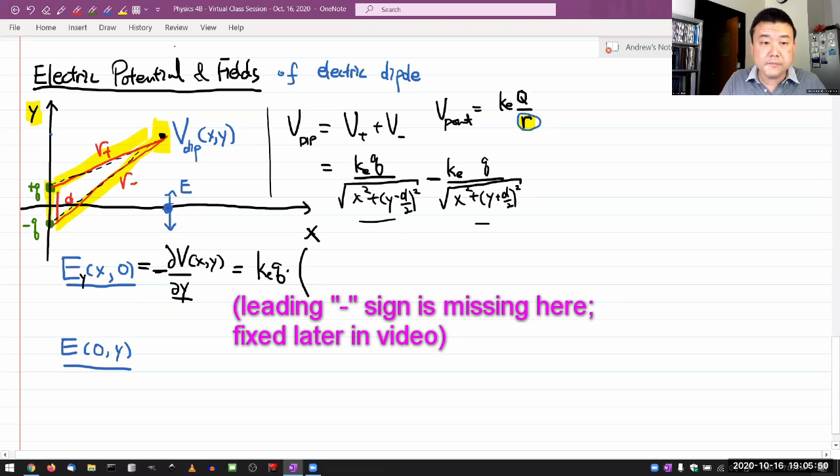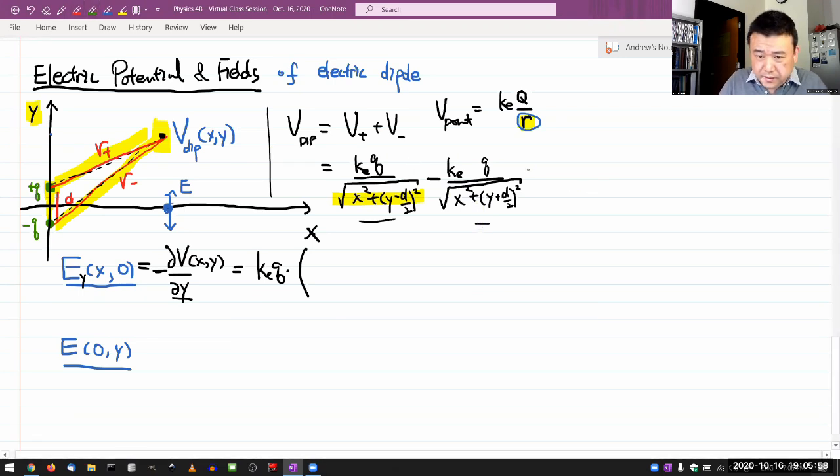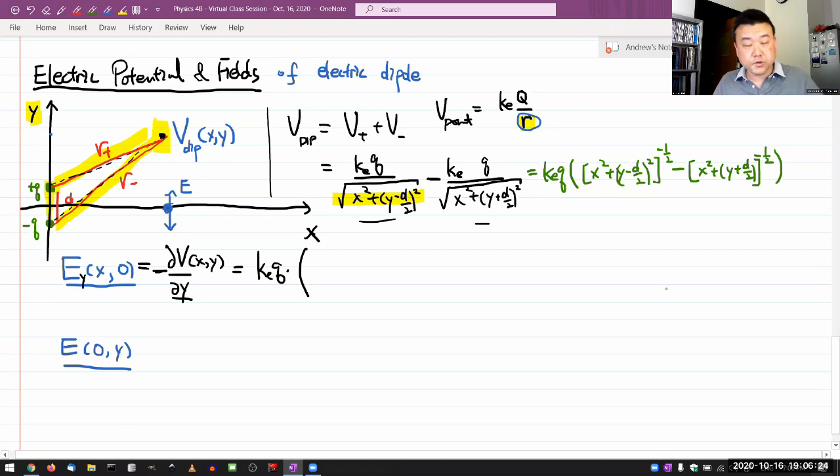So for the first term, I'm taking the derivative of this term here, which, maybe it's worth rewriting right now. Let me rewrite it as kq times x squared plus y minus d over 2 squared, raised to the power of minus 1/2, minus x squared plus y plus d over 2 squared, raised to the power of minus 1/2. So that I can use the power rule and then the chain rule and then the power rule.